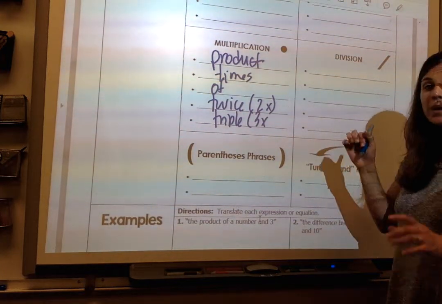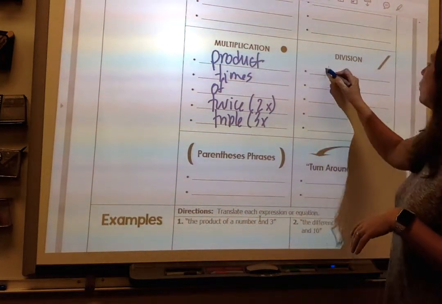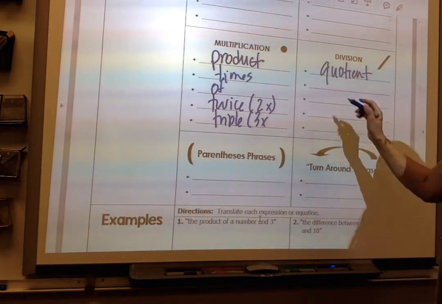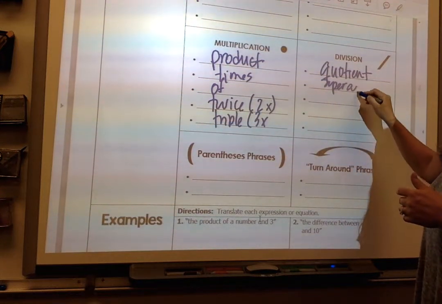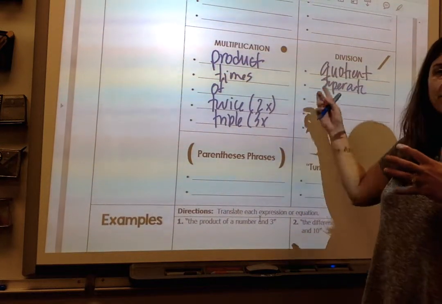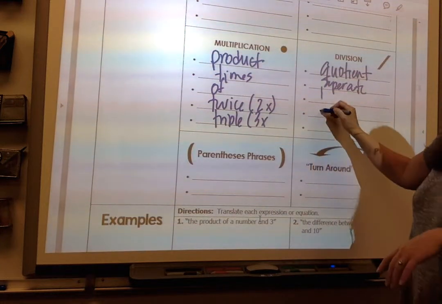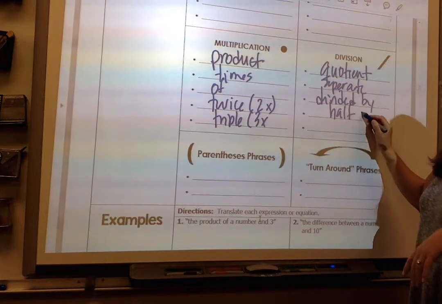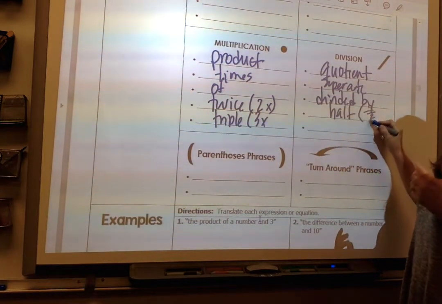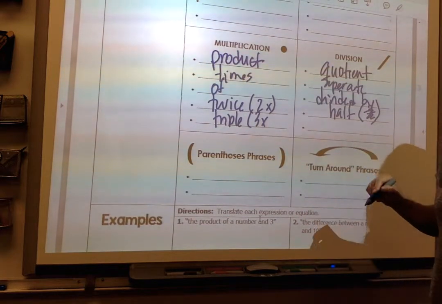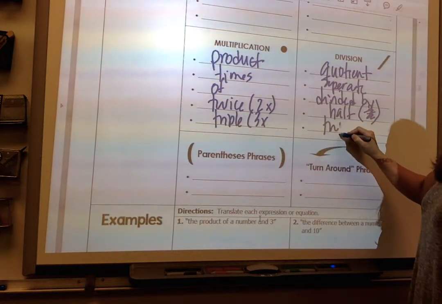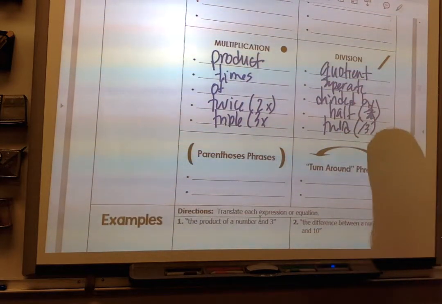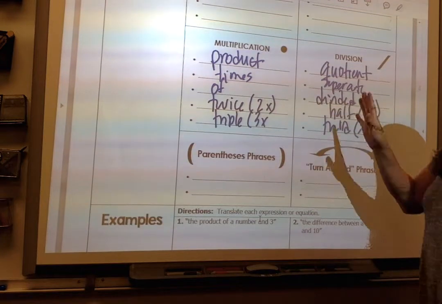When you look at division, your big one that we always hear, that's a fancy one, is quotient. The quotient of a number and 5 or something. Separate. Division means you separate into specific groups, so separate's a big one here. You can do divided by. And then, of course, you can do half, which is specific to dividing by 2. And then you can do thirds, which is specific to dividing by 3, right? So those are just specific to certain numbers. Okay, so that's multiplication and division.